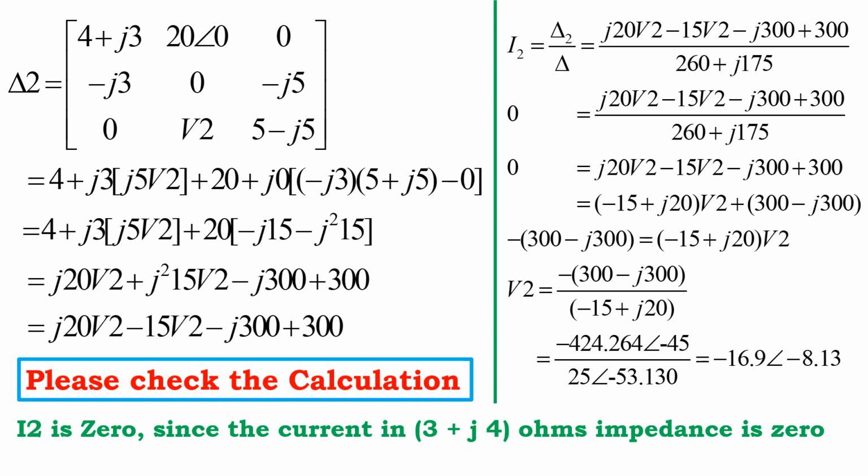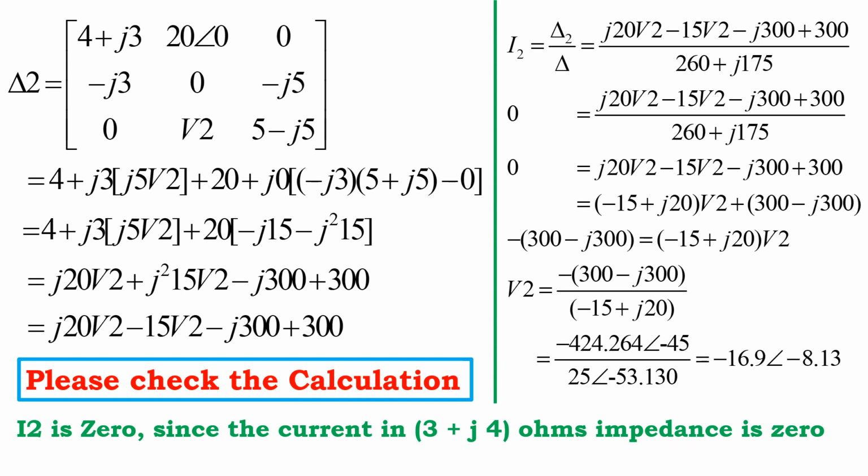Replacing the second column with the voltage matrix, find the equation and find the determinant. Finally I got this equation: J20 V2 minus 15 V2 minus J300 plus 300. Now I go to I2 equals delta 2 by delta. Substitute delta 2 and delta. Then I2 is 0, as mentioned in the question. So simplify the equation, and finally I got V2 as minus 16.9 angle minus 8.12. This is the V2 voltage.